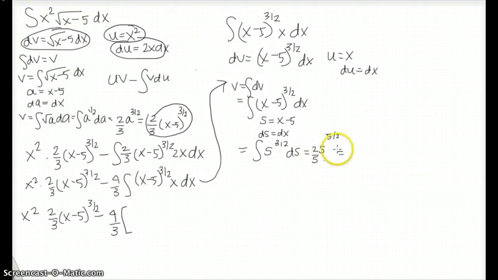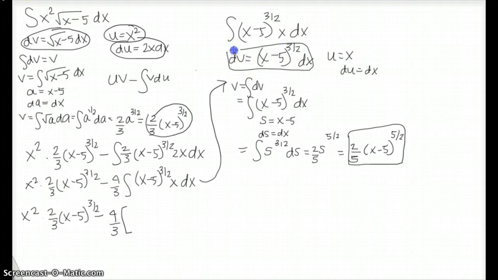And we want to make sure when we do u substitution, or s substitution in this case, you're always back in terms of x. So instead of writing s here, I'm going to plug in x - 5 again. So we have 2/5 (x - 5)^(5/2). And this is our v from our second integration by parts. So I'm just going to put boxes around these. So we have our dv, we have our u, and we have our du.